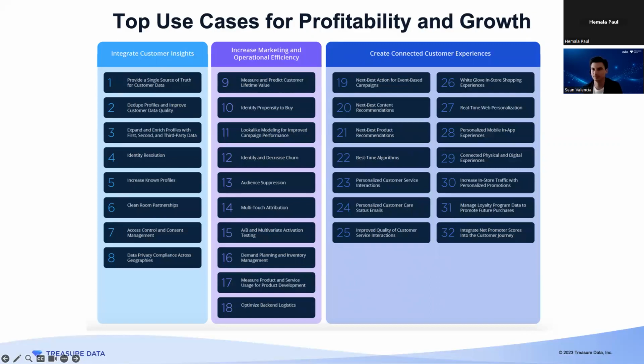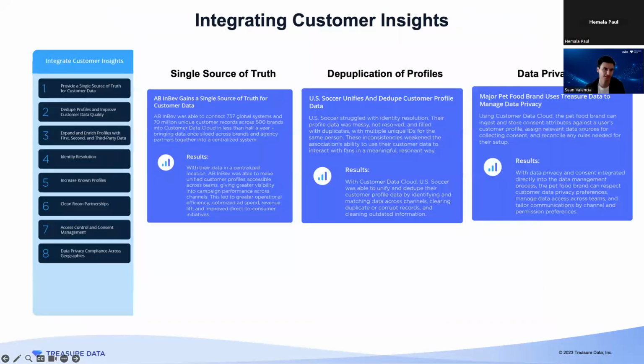So let's talk a little bit about the integration real quick. We can see 8 use cases right here, from that single source of truth down to identity resolution, increasing known profiles. And then the bottom 2 there are a little bit more focused on the privacy side, which is extremely important: access control management and data compliance. I picked out a few of them to talk about, with some real examples that we can see here.